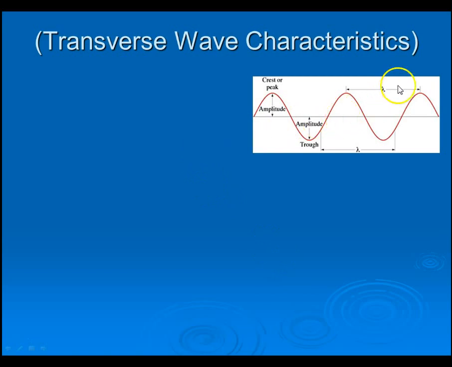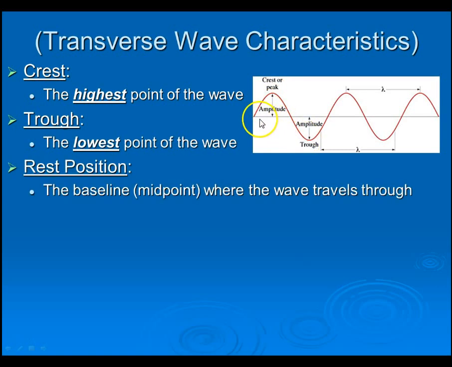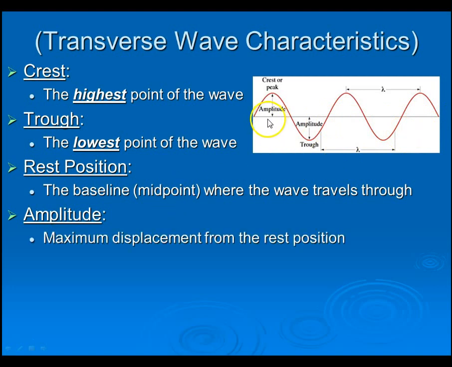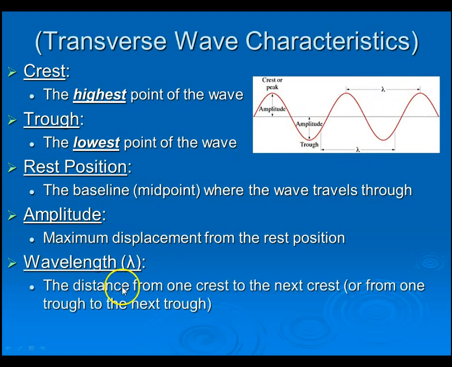All right, so the transverse wave characteristics, which I mentioned before: crest is the high point, trough is the low point. The rest position, also known as the midline, is what we're comparing it to. The amplitude is the height from the midline to the crest or from the midline to the trough. And the wavelength, remember, symbol is lambda. That is the distance from one crest to the next crest, or from one trough to the next trough.